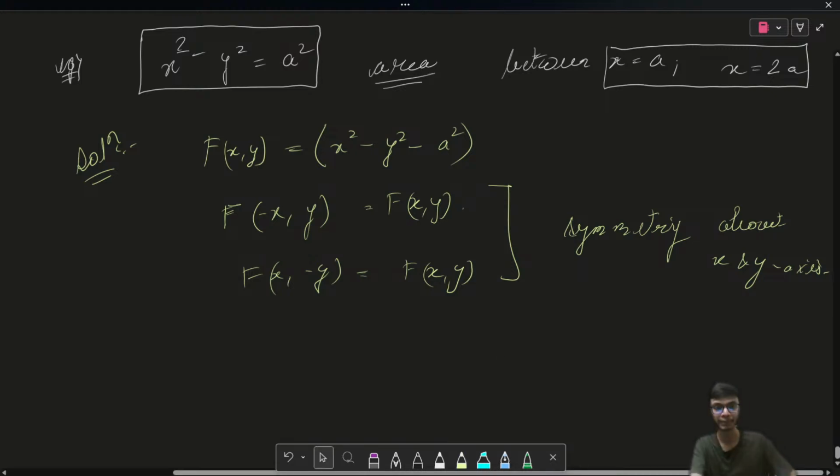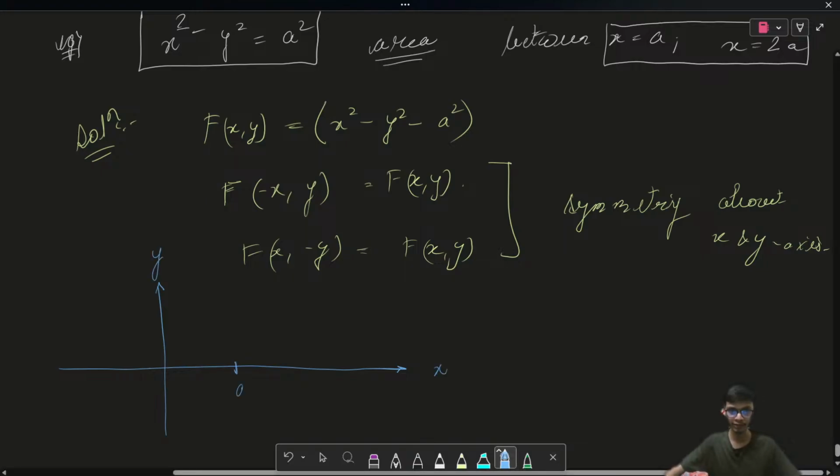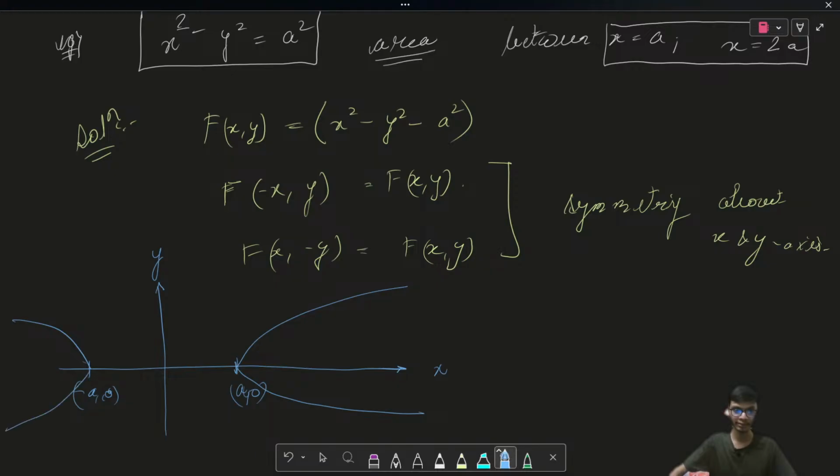So let's proceed. If I first draw this hyperbola, I have already shown you how a hyperbola looks. It starts at point A over here, and it's something like this. Similarly, minus a comma 0 and a comma 0 are the two vertices, like this.